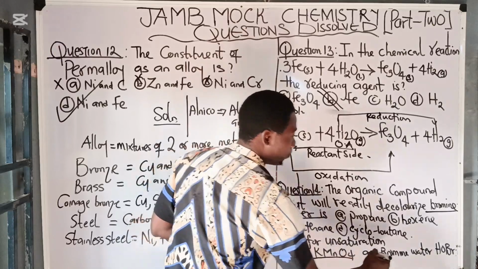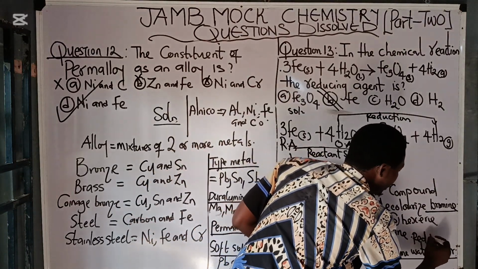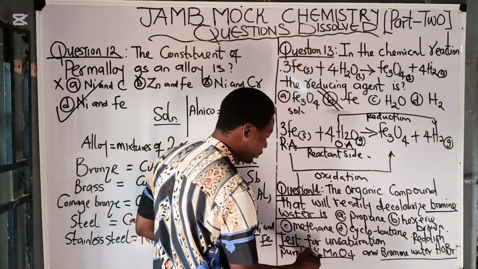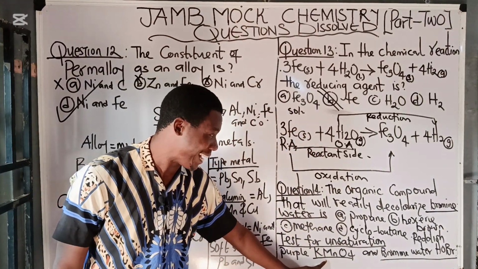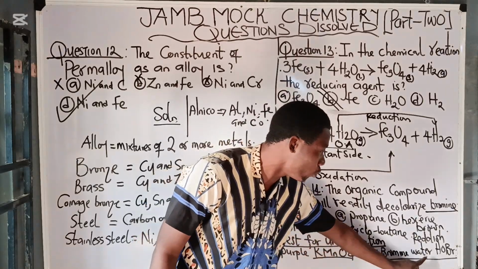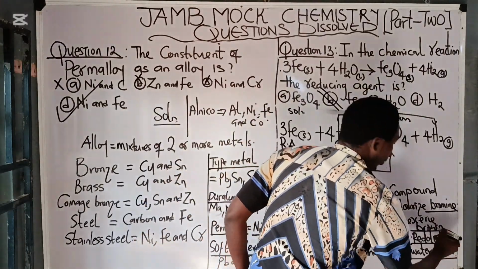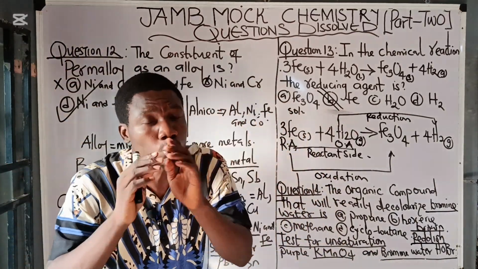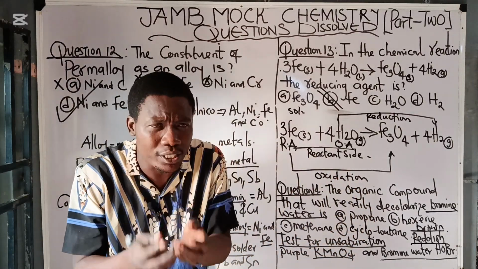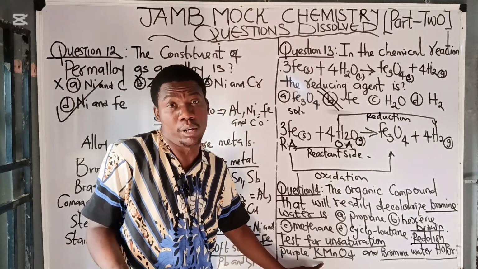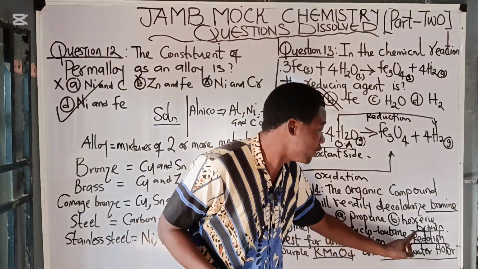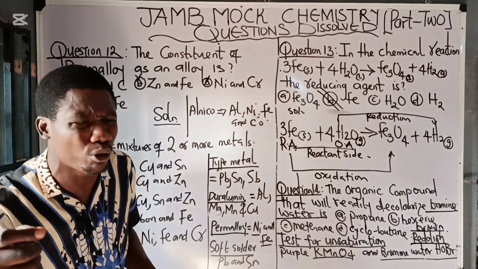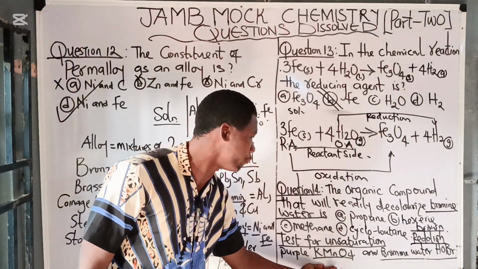Now, this one is purple, but this bromine water is reddish brown in color. So you must understand that if you want to test for unsaturation, you use either purple KMnO4 that is acidified with H2SO4, or you use bromine water that has a reddish brown color. When any of these compounds is added to an unsaturated hydrocarbon, it will automatically be decolorized. To decolorize means that it will turn the purple KMnO4 colorless, like water, or turn the reddish brown bromine water colorless. So that must be noted, that all unsaturated hydrocarbons decolorize purple KMnO4 and bromine water.